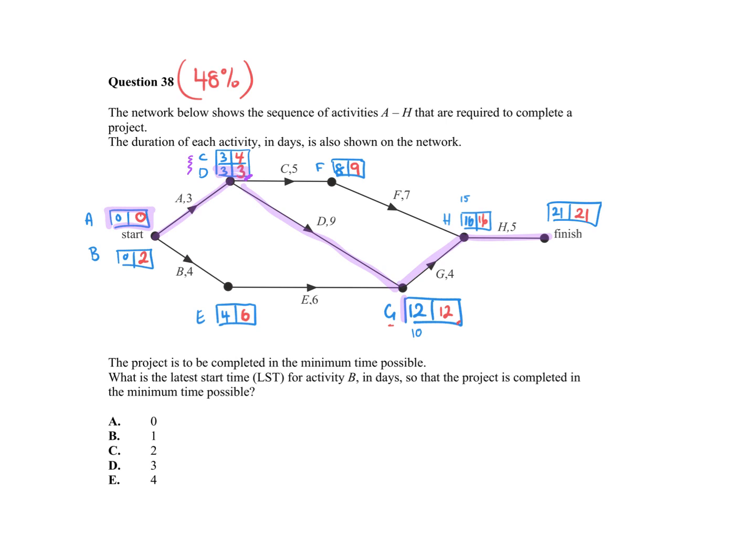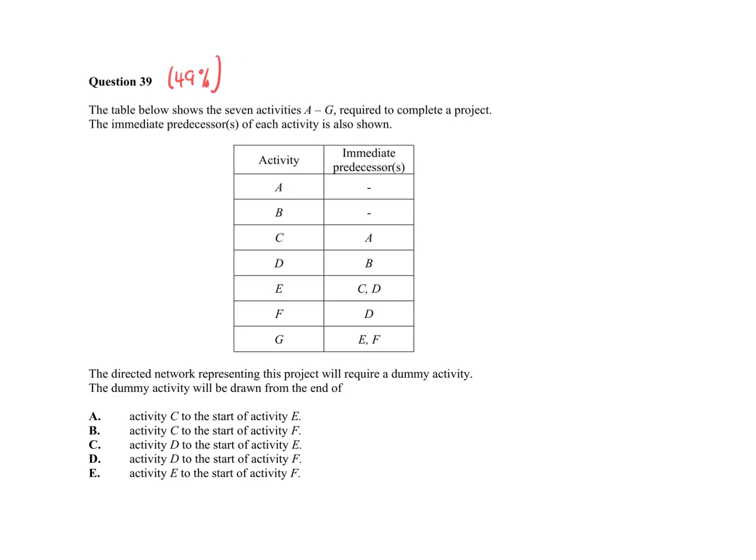So if it said, what is the latest starting time? For us, the latest starting time is in the red for activity B. What was it? 2. Yeah? Can you see there? Yeah. So latest starting time is there. So it's 2. Yeah, you have to do the whole thing.